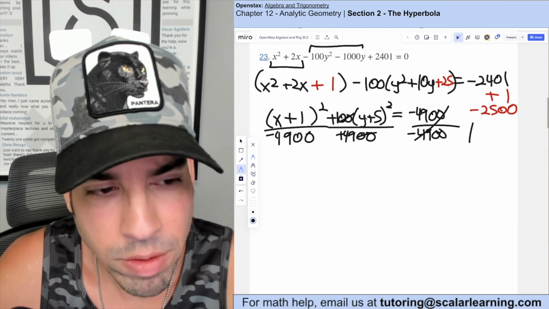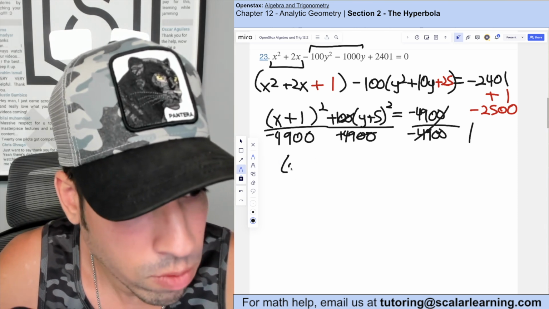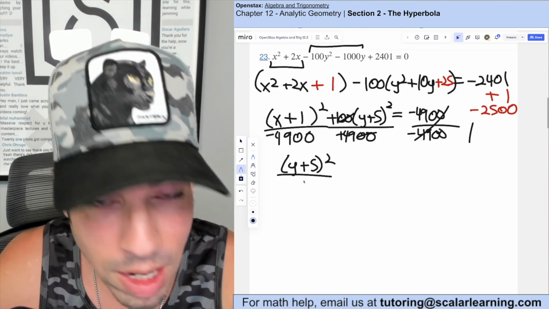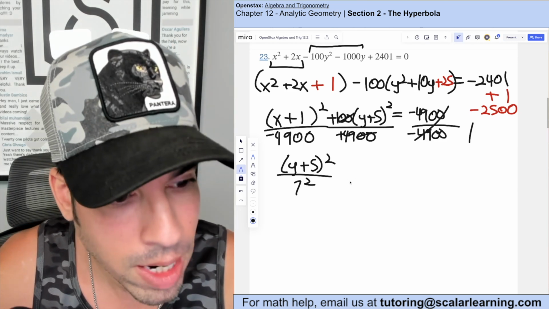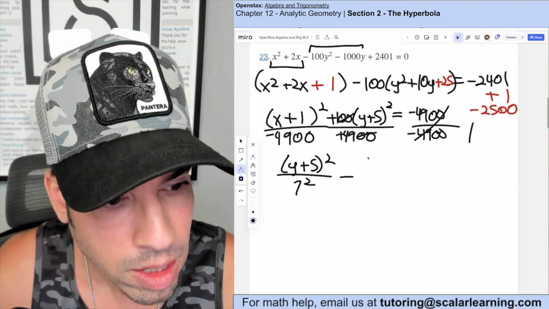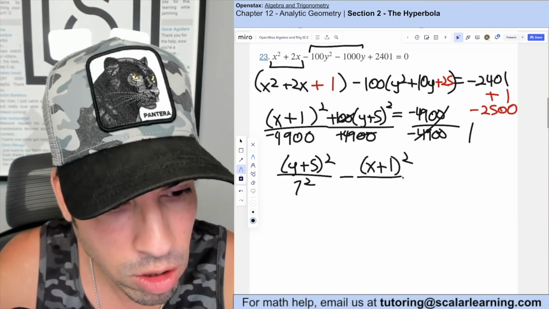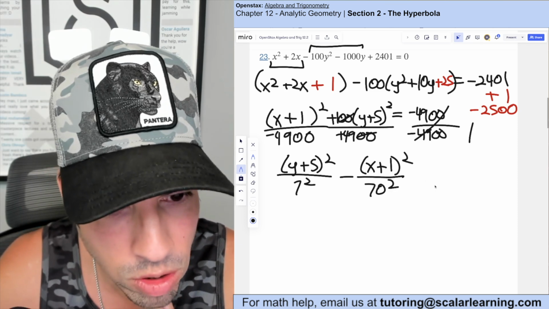So now let's reformat this. And I'm going to put this one in front because now that's the positive one. So we have 1 y plus 5 squared over, and that's just a 49. Again, I'm going to write it as 7 squared. Minus, and then it's this, right? It's x plus 1 squared over 4900, but I'm going to write that as 70 squared because that's what 70 squared is, 4900.